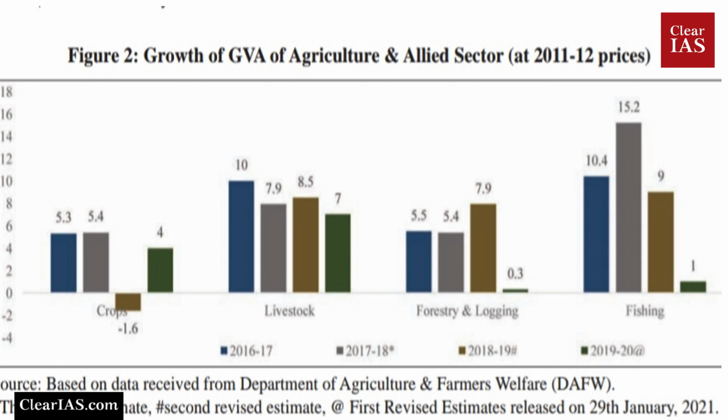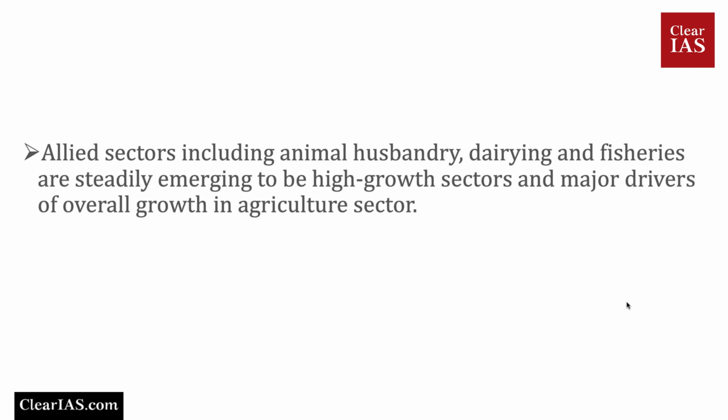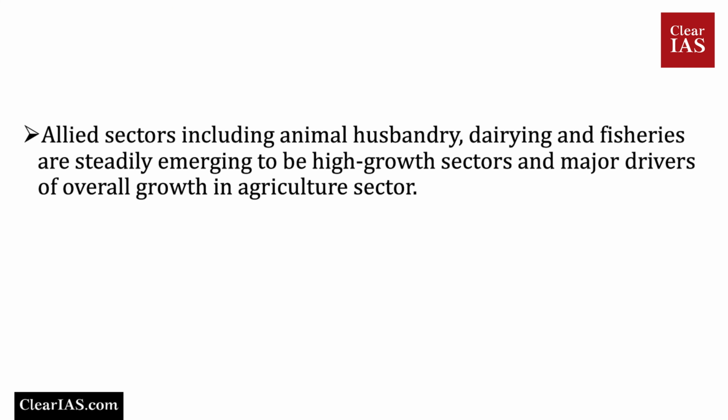In this figure, it is observed that livestock and fisheries have been experiencing buoyant growth and have helped the sector perform well. Allied sectors including animal husbandry, dairying and fisheries are steadily emerging to be high growth sectors and major drivers of overall growth in the agricultural sector.